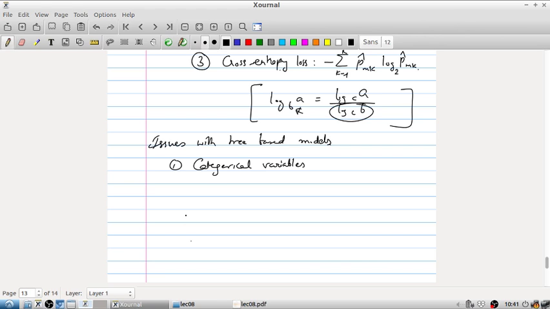I've listed a few issues in the notes, and I'm just going to briefly mention them. The first issue is with categorical variables. In the whole discussion that I had in the morning, I really didn't talk about whether the input variables were numerical, categorical, or ordinal. Let's say it's a categorical variable with q levels, q values.